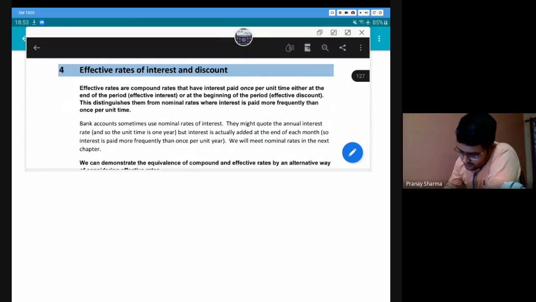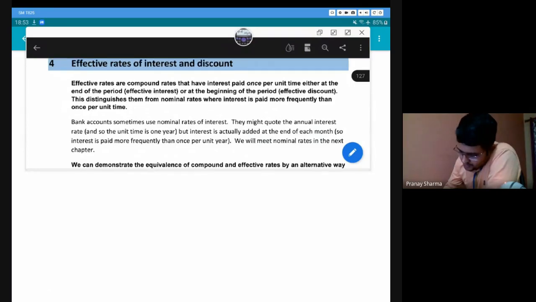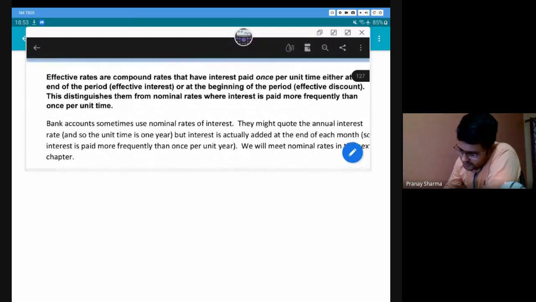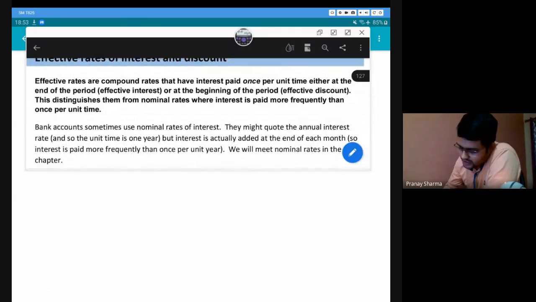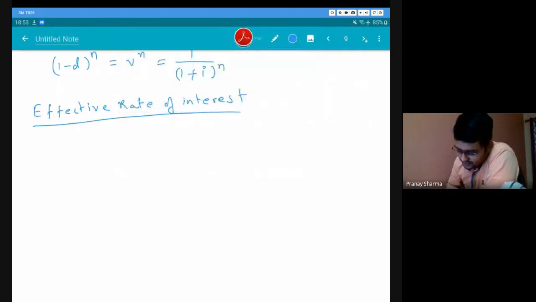Now effective rates are compound rates that have interest paid once per unit time, either at the end of the period, that would be effective interest, or at the beginning of the period, that would be effective discount. This distinguishes them from the nominal rate. Nominal rate we'll study in the next chapter. Okay, so what is that, I'll explain in a minute. So first we'll write a basic definition of effective rate of interest.